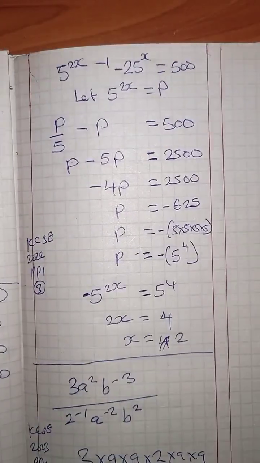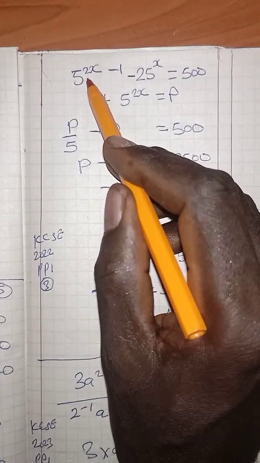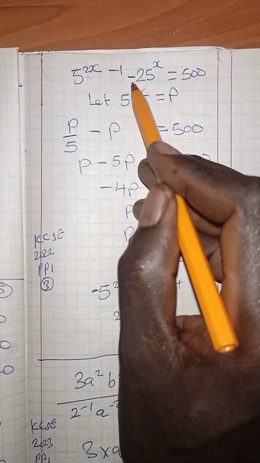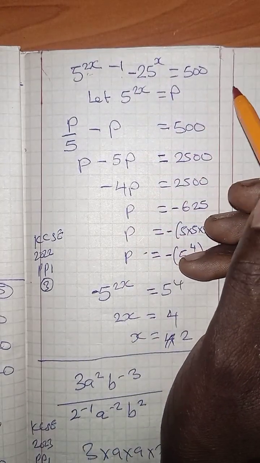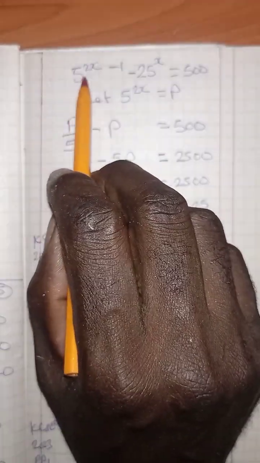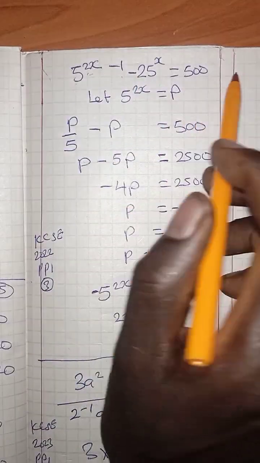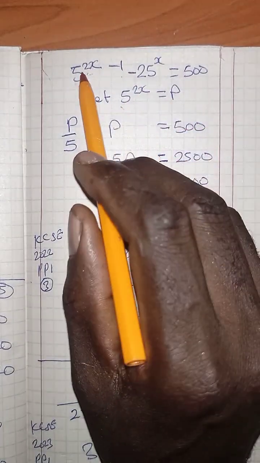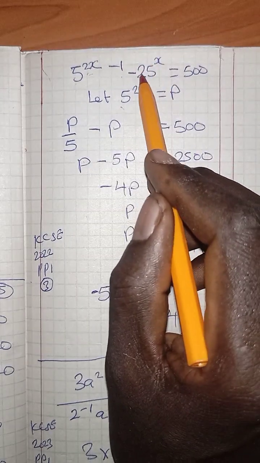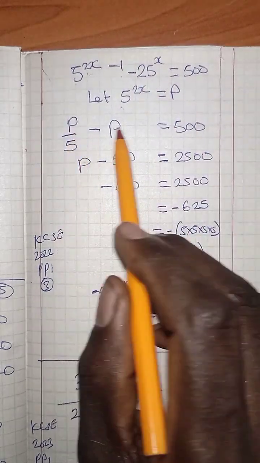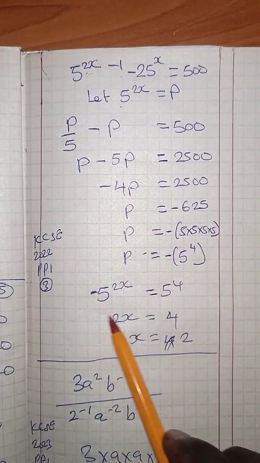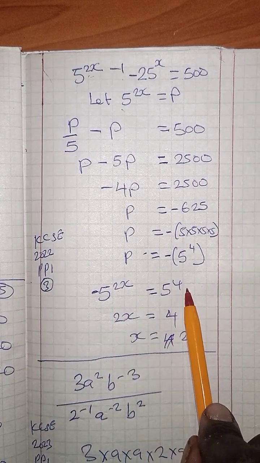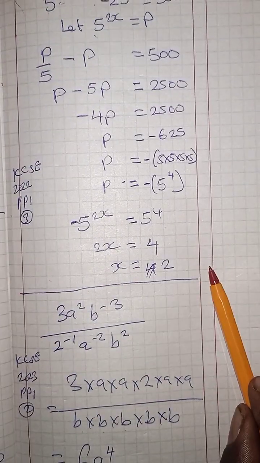Now we have this one. Students want to solve: what is 5 raised to the power of 2x minus 1 minus 25x is equal to 500? This one also, because we cannot write all these numbers to have the same base, we shall assume that 5 to x is equal to p. And then where we have 5 to x, here this also 5 to x, we put p. Then when we solve, we get the base is similar, 5, so that 2x is equal to 4, and then x becomes 2.